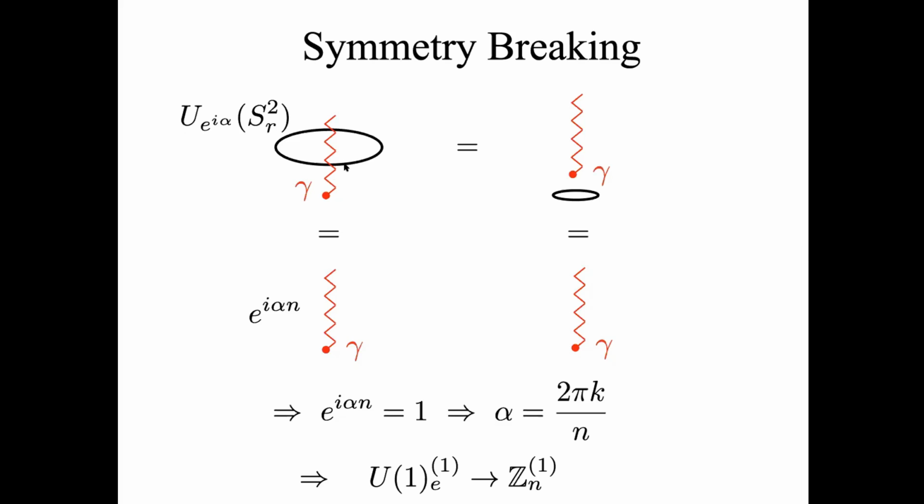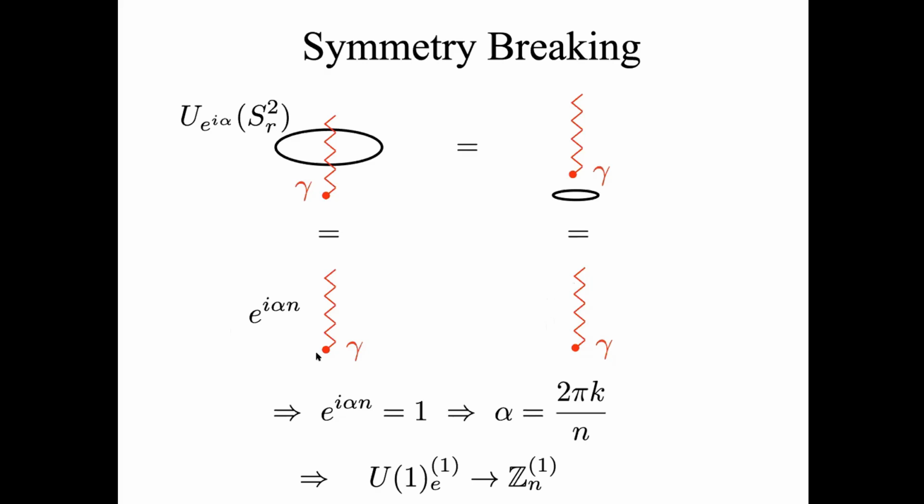Now we can compute this correlation function in two different ways. First of all, we can use the Ward identity to shrink this symmetry generator, and that's going to give us the Wilson line we started with times this phase. But on the other hand, we can also unlink the Wilson line from the symmetry generator. Now we can shrink it to zero size, and now we'll just pick up a trivial phase. So what this is telling us, equating the left and right hand sides, is that e^{i alpha n} must equal 1, assuming that this operator is a topological symmetry generator. And therefore, we learn that in fact, e^{i alpha} must be an nth root of unity.